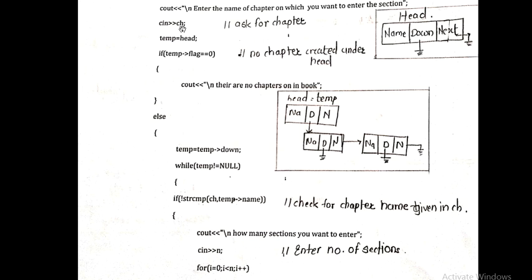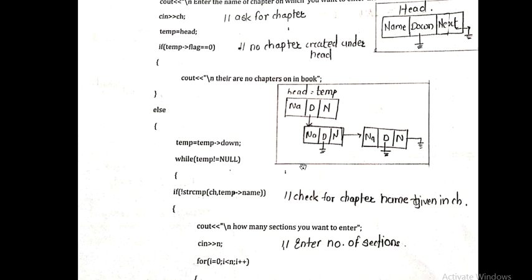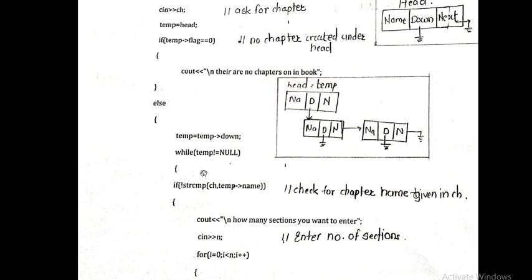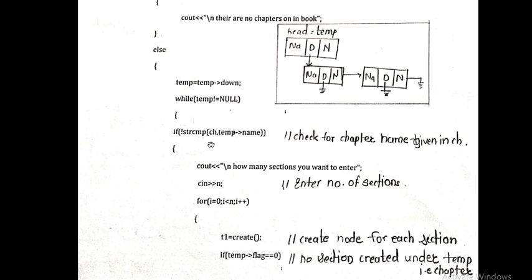Whatever the chapter choice is given by the user, we need to check in this linked list whether that chapter is available. So we are going to check for the chapter name given in the ch. We compare the name of the chapter with the choice given by the user, and then we find that chapter by comparing the two strings: the name of the chapter and whatever name is given by the user.